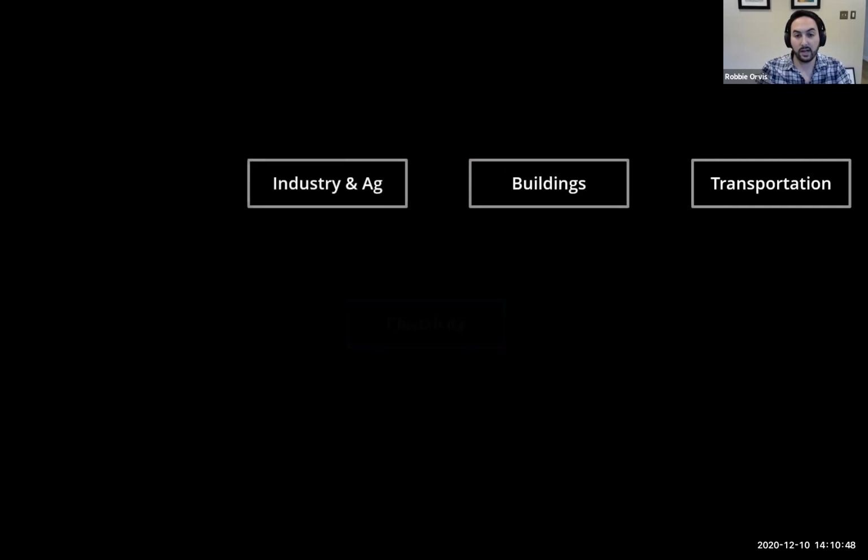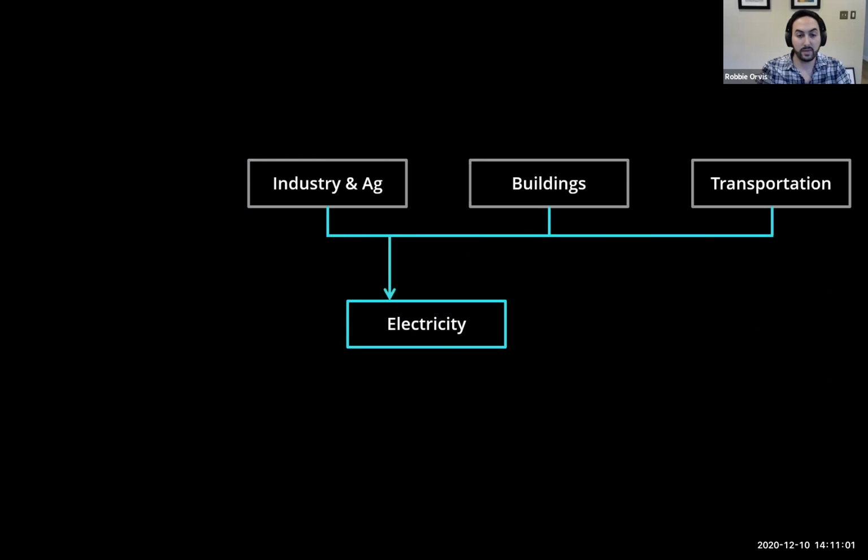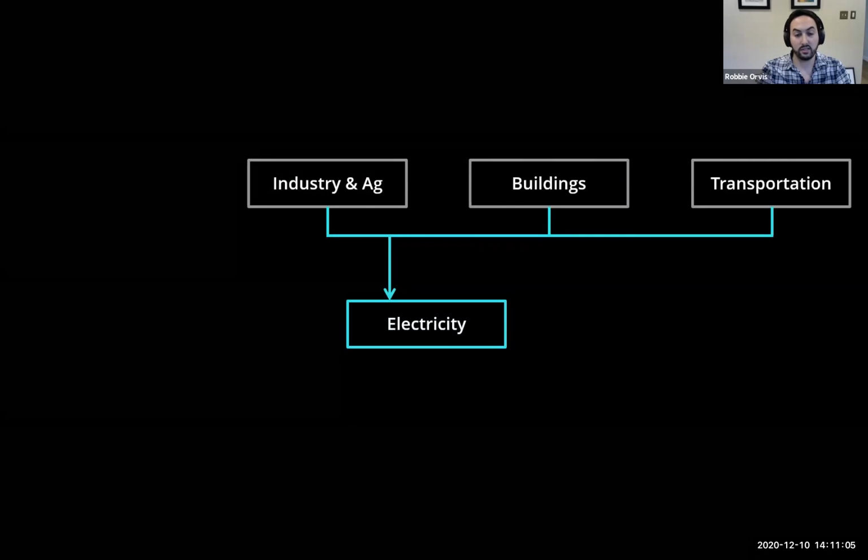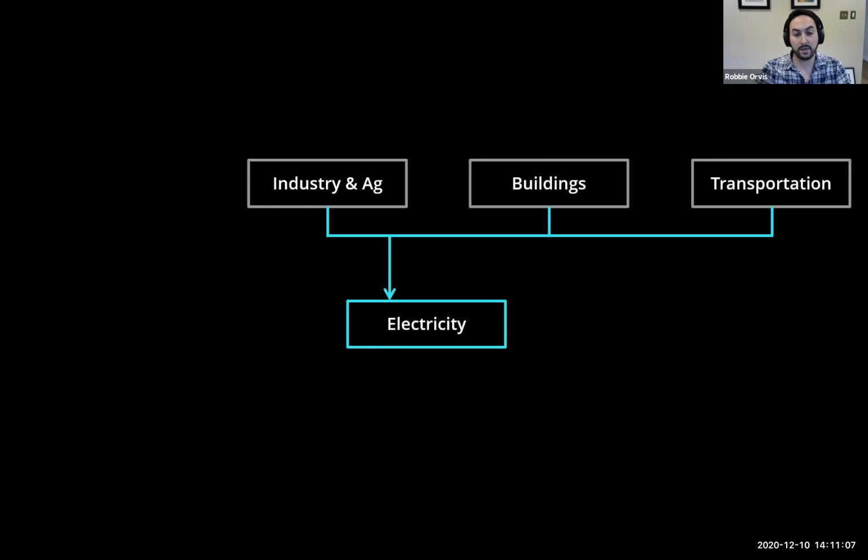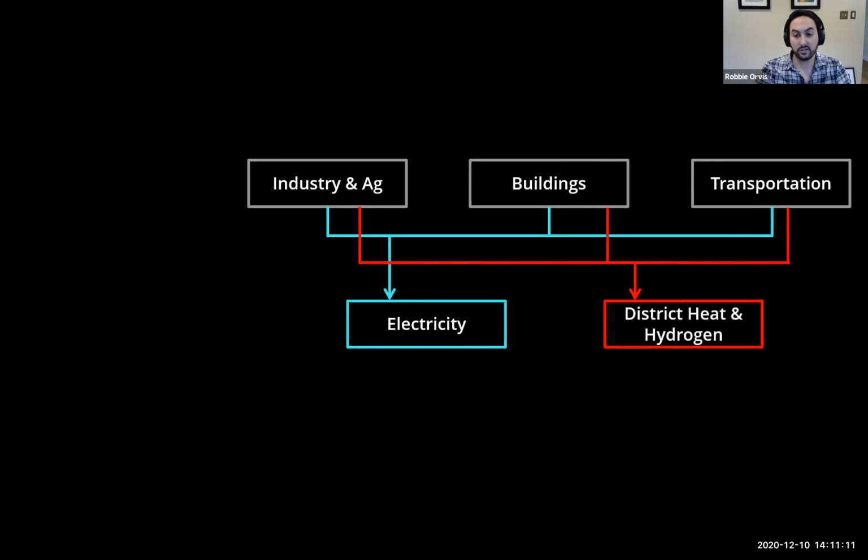There are many sectors in the model. The three main demand sectors are the transportation, buildings, and industry sector, which includes agriculture and water and waste. Those three sectors produce demand for electricity, and there is an electricity module in the EPS that builds and dispatches power plants based on their costs. There's also a district heat and hydrogen module.